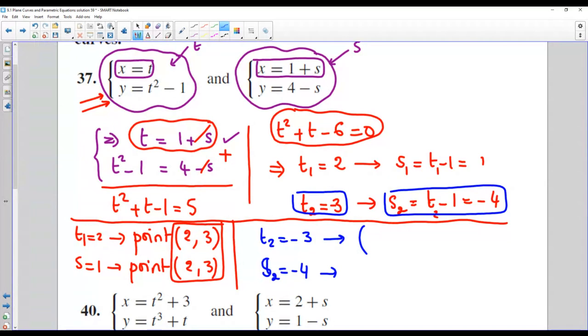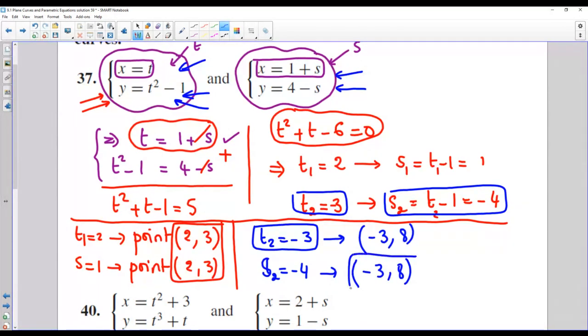Yes, so when T2 is equal to -3, we go to these equations, the parametric equations with a T. What point are we going to get if you put T equal -3 there? You will get the point -3 and Y will be 8, exactly. And S2 equal to -4 in the second equation, you will also get the point -3, 8.